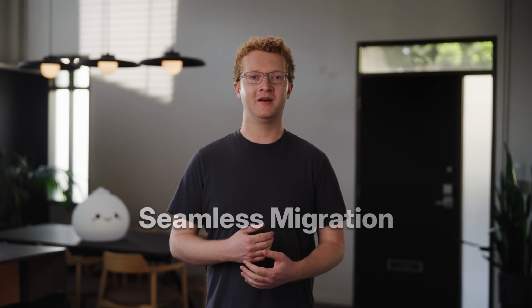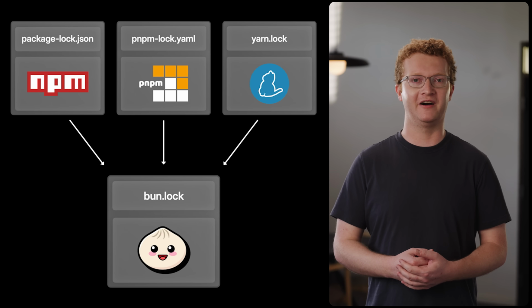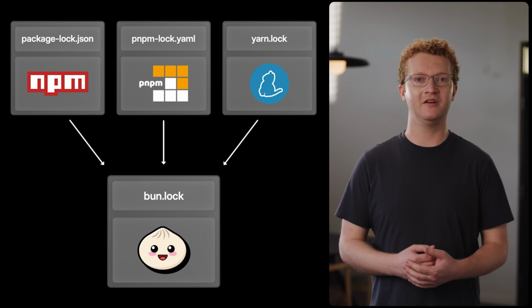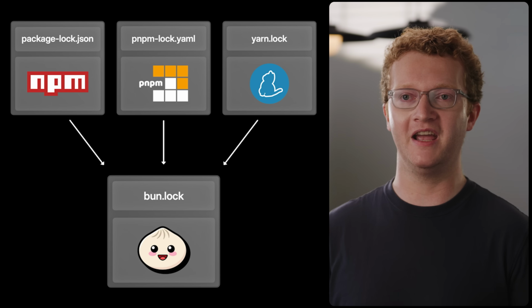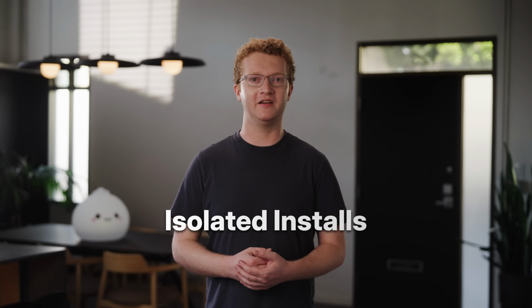Today in Bun 1.3, we're introducing two of the most requested improvements to Bun install. First is seamless migration. Bun now automatically migrates lock files from npm, pnpm, and yarn to Bun's text-based lock file. This lets you switch from other npm package managers to Bun install with zero configuration and keep your resolved dependency versions intact. Second is isolated installs.